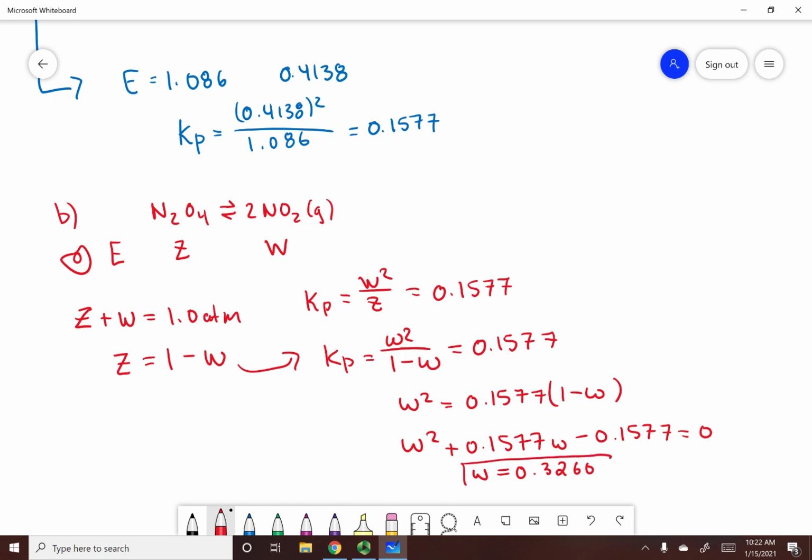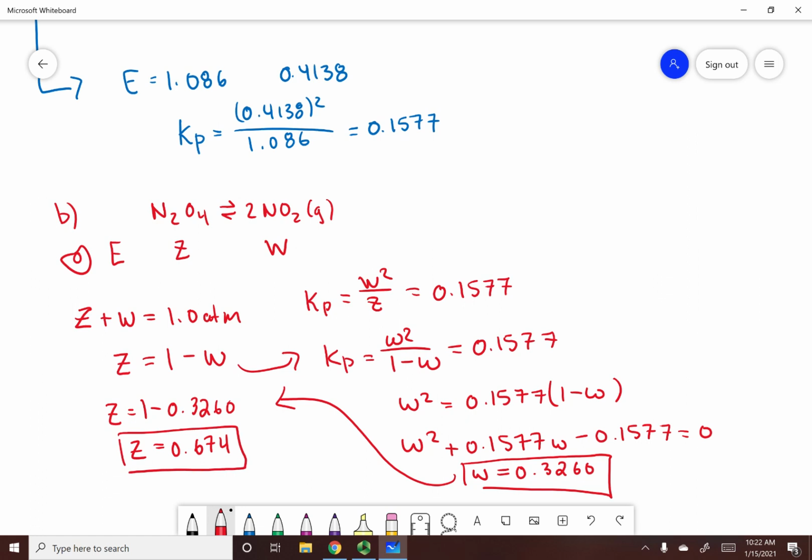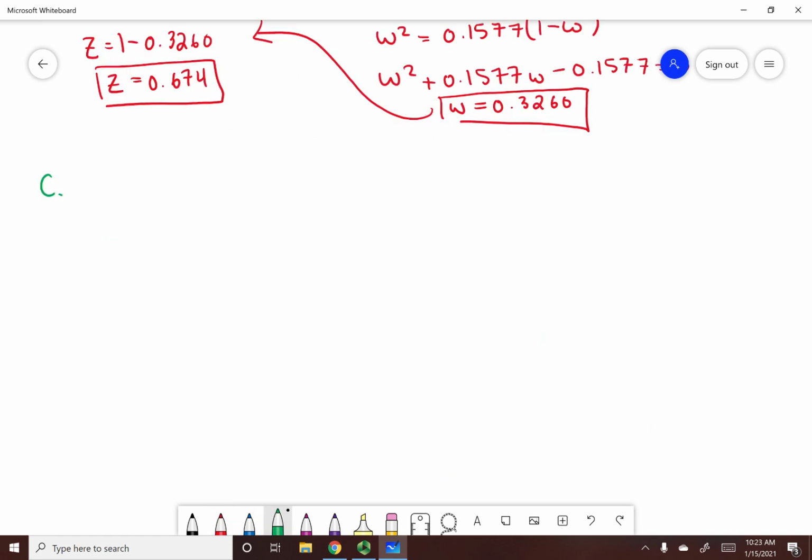Now, with this W at hand, I can go ahead and solve for Z. So Z equals 1 minus the W I just calculated, 0.3260. So Z here equals 0.674. Now both of these are in atm, and so both of these represent the pressure at equilibrium if you want a total pressure of 1 atm. So this leads us to part C.